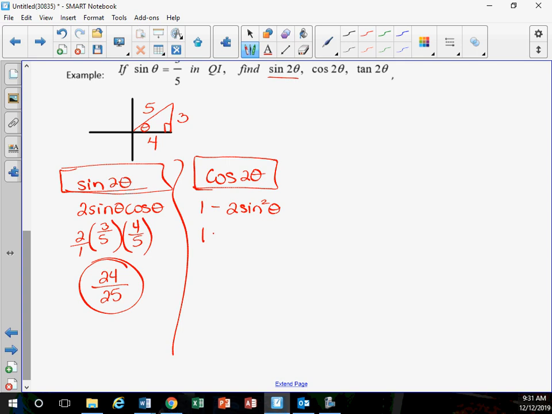All right, 1 minus 2 times, what's the sine of theta? 3 over 5, and that's going to be squared.